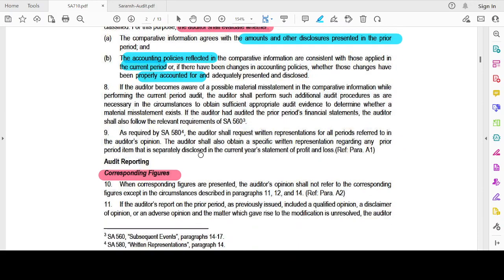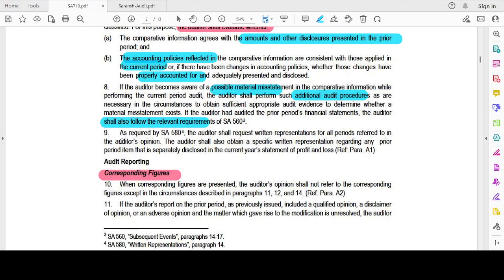If the auditor becomes aware of any possible material misstatement in the comparative information while performing the current period audit, the auditor shall perform additional audit procedures as necessary in the circumstances to obtain sufficient appropriate audit evidence to determine whether a material misstatement exists. If the auditor had audited the prior period's financial statements, the auditor shall also follow the relevant requirements. That is SA 560, nothing but subsequent events.